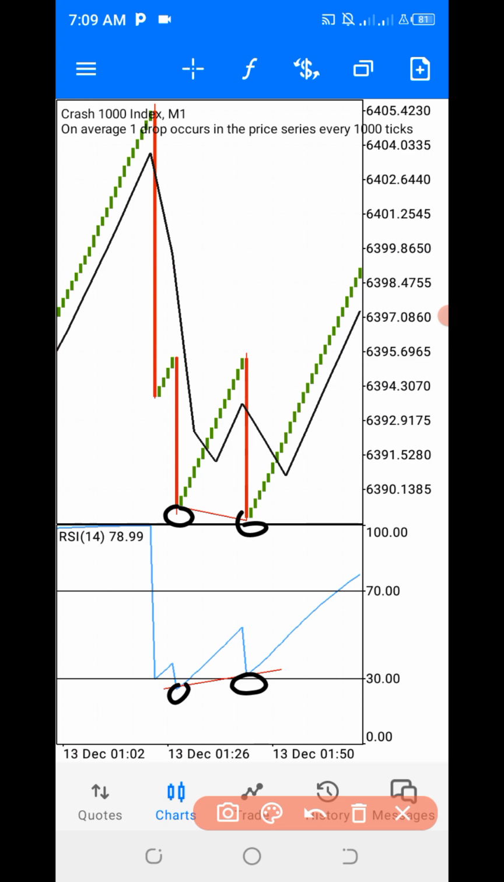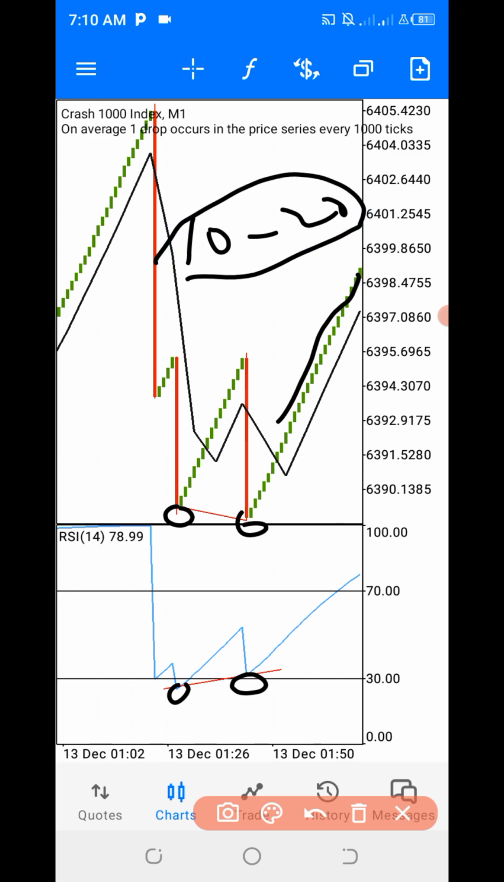So once you see this divergence like this, you enter after the price moves above this moving average. That's the confirmation on your main chart. So once price moves above it, you enter from here, and you take your 10 to 20 candles depending on your risk management. You can take more than that, but don't forget your risk management. So that is your entry.